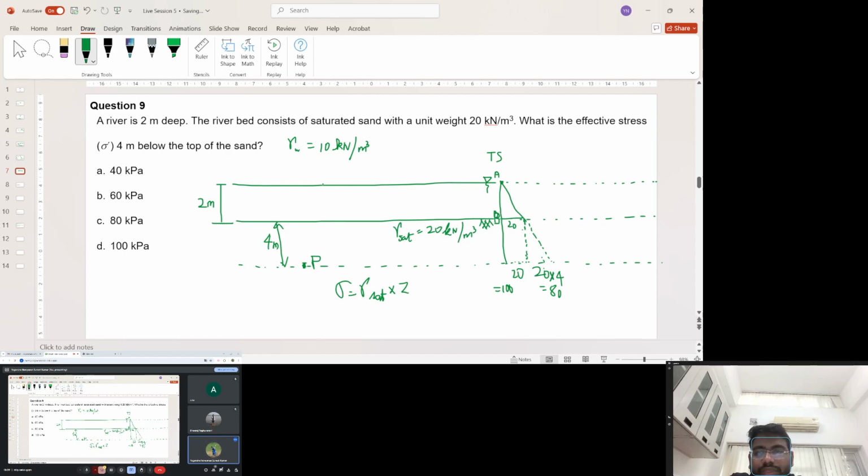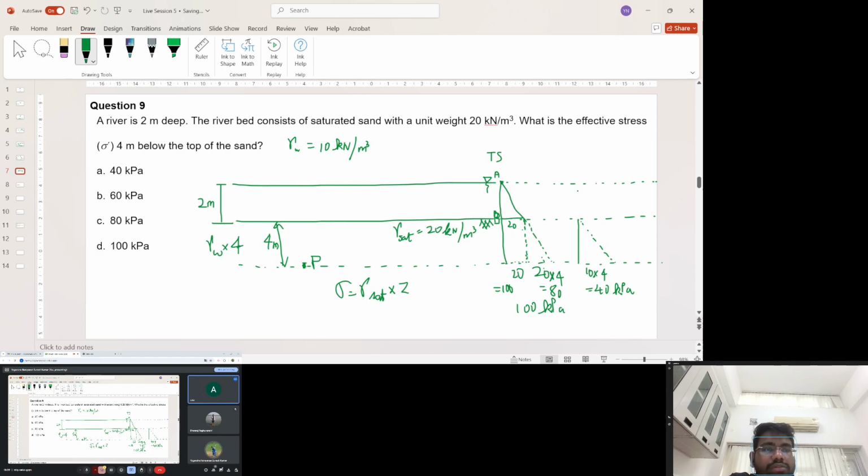So at this, it is gamma W into 4. This is the pore water pressure. This is 10 into 4, which is 40 kPa. This is total is 100 kPa.